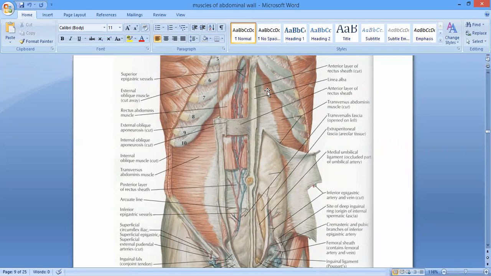Rectus sheath and arcuate line, clear. We used to ask certain viva questions regarding the rectus sheath. What is the formation of the rectus sheath above the costal margin? What is it below the anterior superior iliac spine? What is the arcuate line? What are the contents of the rectus sheath? So it is a very important topic, and you must be familiar with it. Is it clear, ji? Okay.